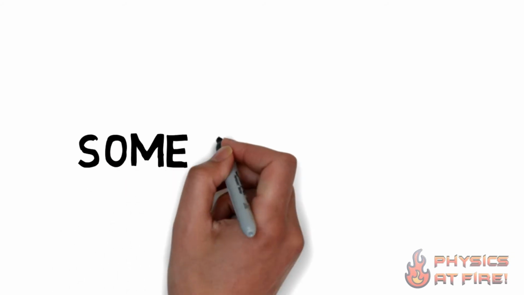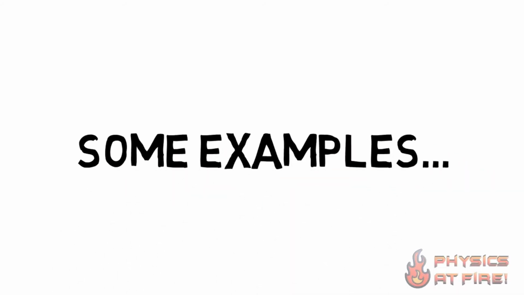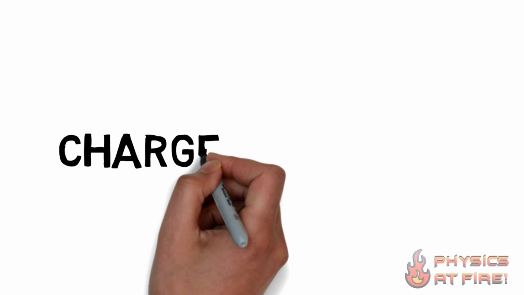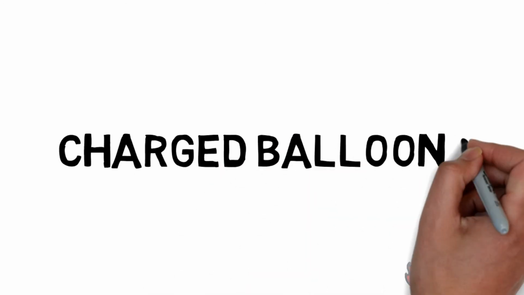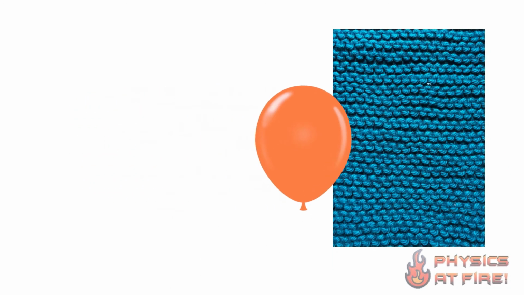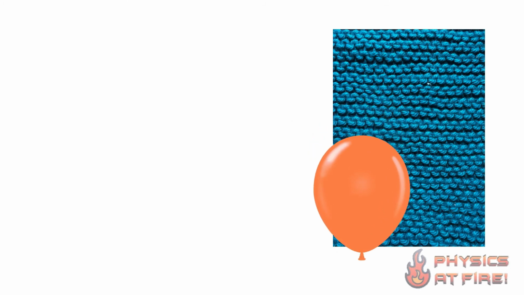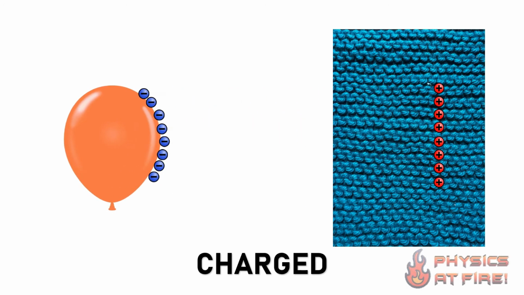Let's have some examples that would make you understand better. Let's look at the first phenomenon, charged balloons. Let's take a balloon and rub it with wool for some time. Now it's charged. But how can we test whether it's charged or not?